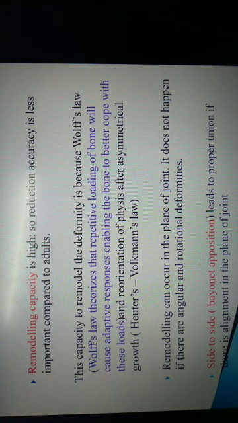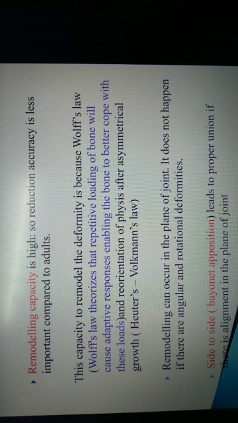And the healing capacity of children is different from adults. Why? One of the reasons is remodeling capacity. Remodeling capacity is high in children compared to the adult. So reduction accuracy is less important compared to the adult. Because remodeling capacity is low in adults, obviously reduction accuracy should be high.